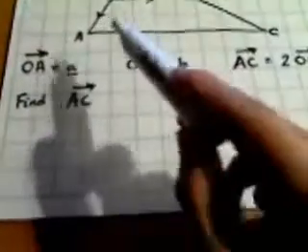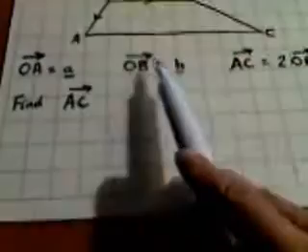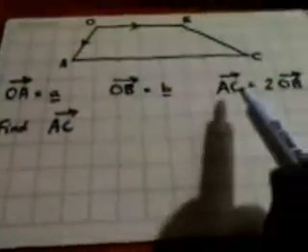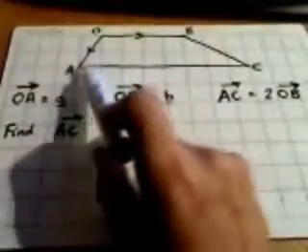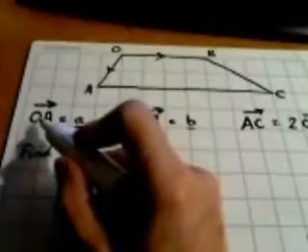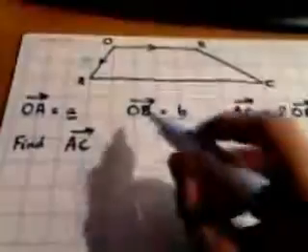So in my example I've got a trapezium, and the vector that takes us from O to A is called A, the vector that takes us from O to B is called B, and we're also told in this example that the vector that takes us from A to C is twice the vector that takes us from O to B. Now what I would do on these sorts of examples is draw on the diagram the information we know. So the movement from O to A is vector A, so let's mark that on. The vector that takes us from O to B is B.